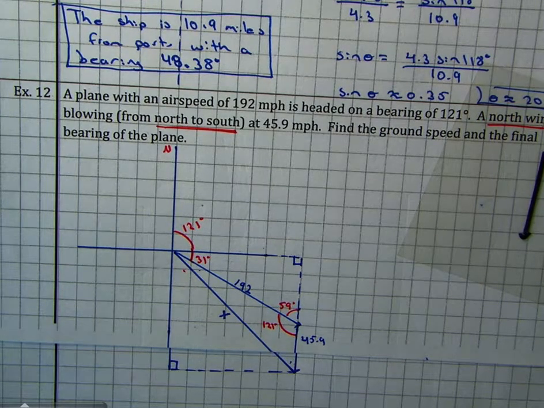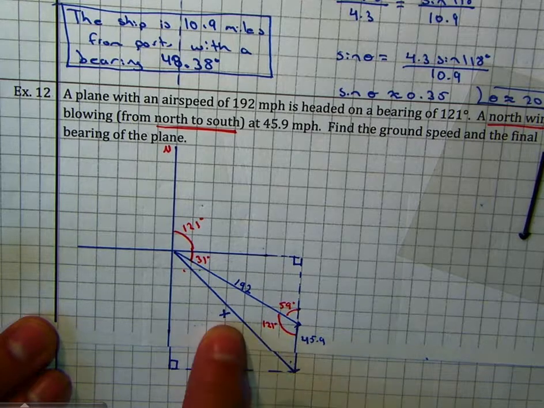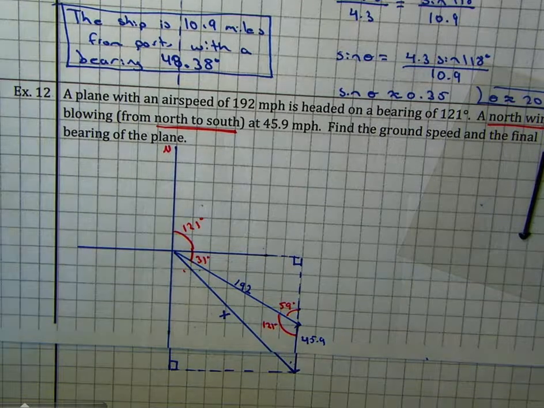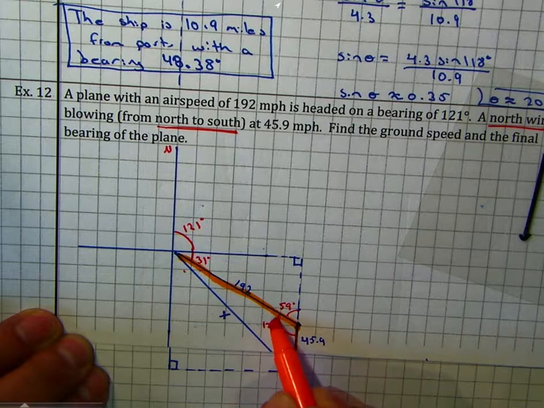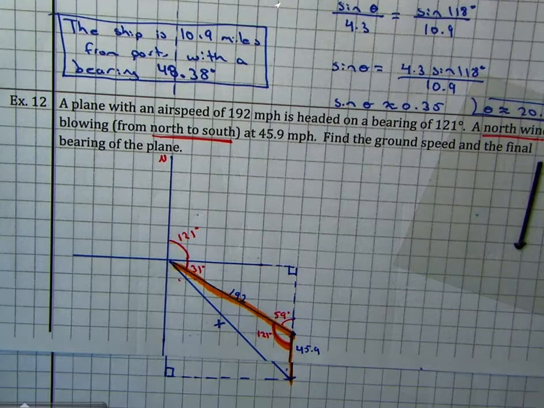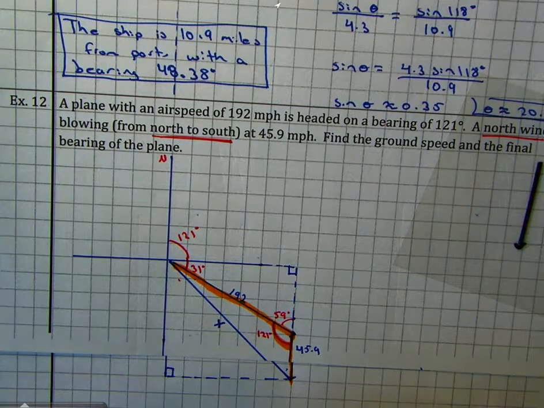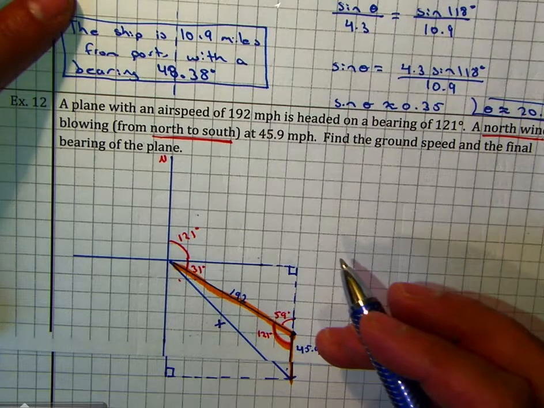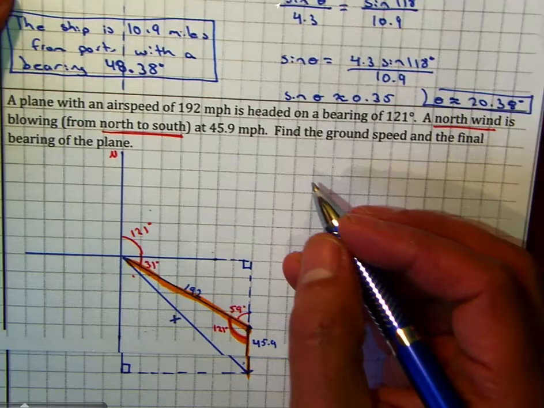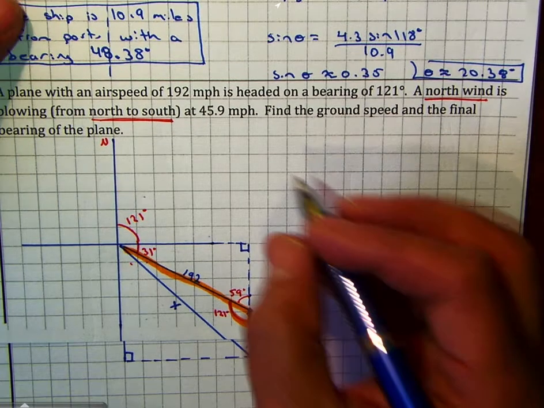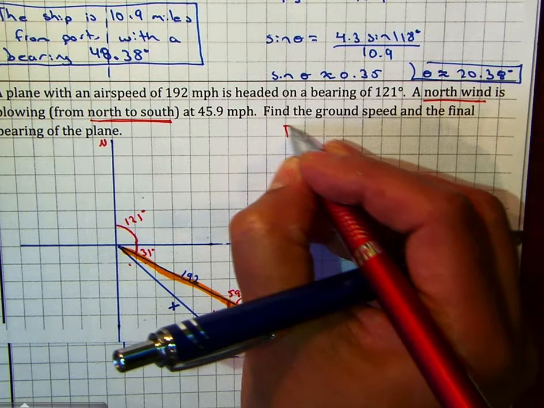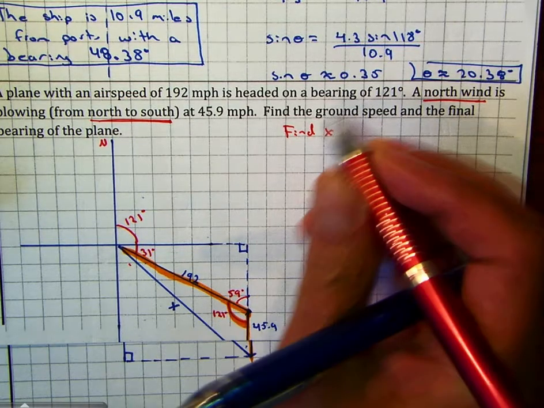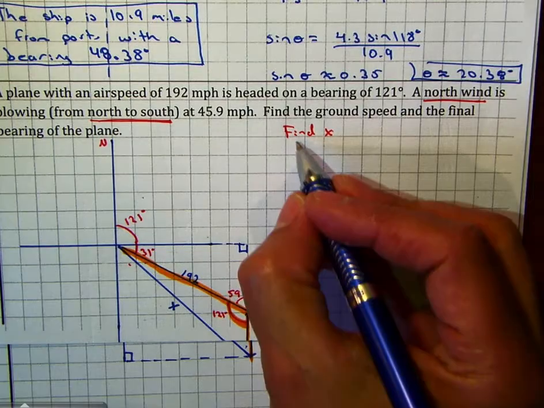And now we can use the law of cosines. Since we have two sides and the angle in between, then we can use the law of cosines to find x. And that'll be the final speed of the plane, and then we can just find the bearing just like we did above. So let's go and find x. So find x and see what you get. Go and pause it, and then we can continue.